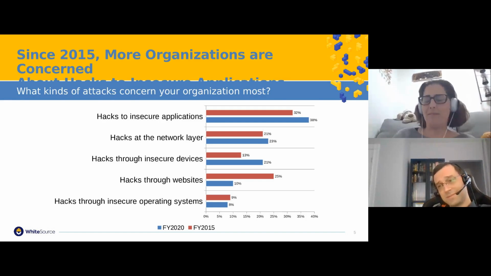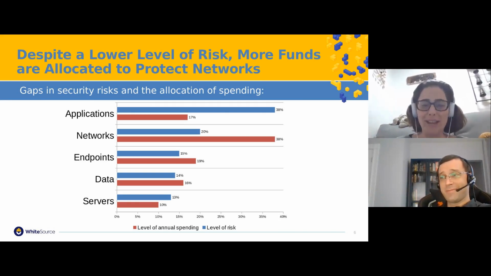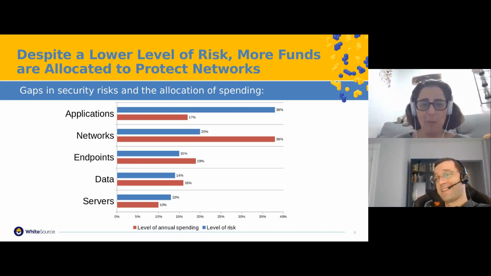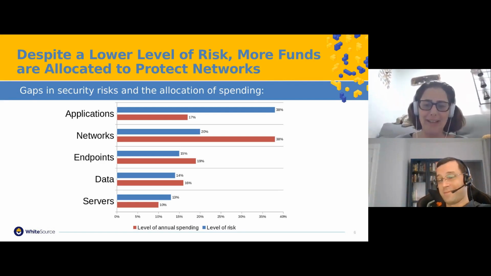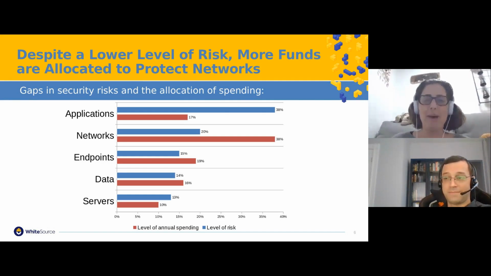So now that we have basically established that everybody agrees that applications are a growing concern, it was very interesting to see what are the differences between the perceived risk and the allocated budget. And what is amazing is that while applications are considered to be the top or the highest risk, in terms of budget allocated, they are actually given the least amount of money, while networks are actually showing exactly the opposite picture, right? A low concern, low risk, but very substantial portion of the budget.